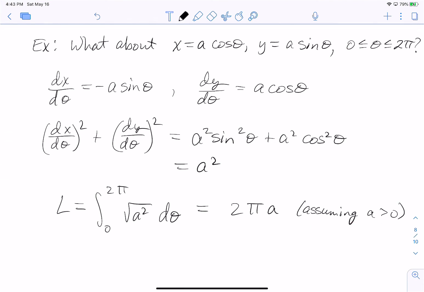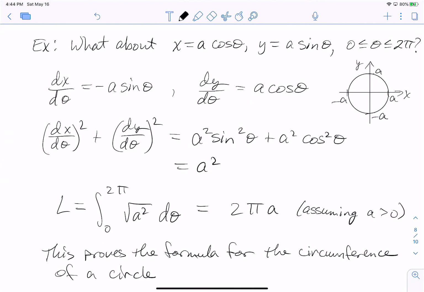And our conclusion, well, we had a circle of radius a. We found its length all the way around. This proves the formula for the circumference of a circle.